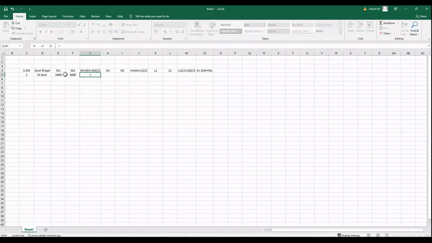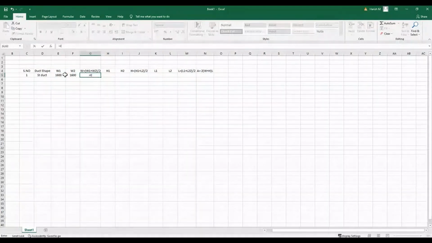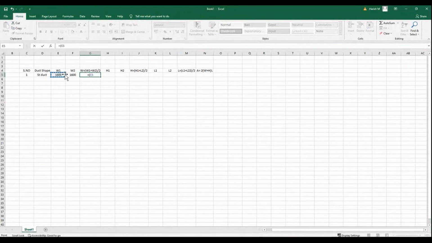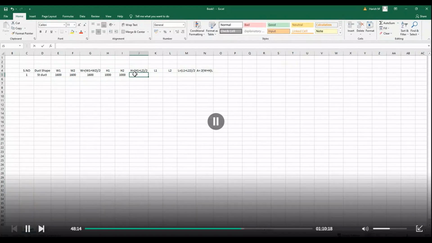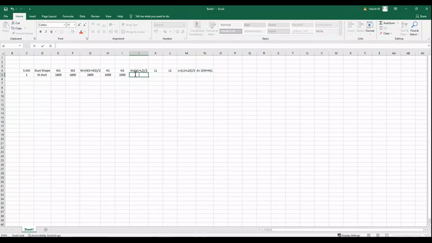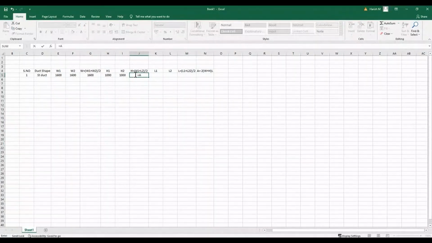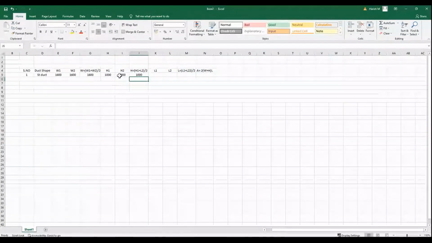That equals this, open a bracket, this plus this divided by 2. You can give it like this also. Next, what is the height? 1000. So you can go with the formula of average, that equals average, AVG, of these two. You can take that, okay?